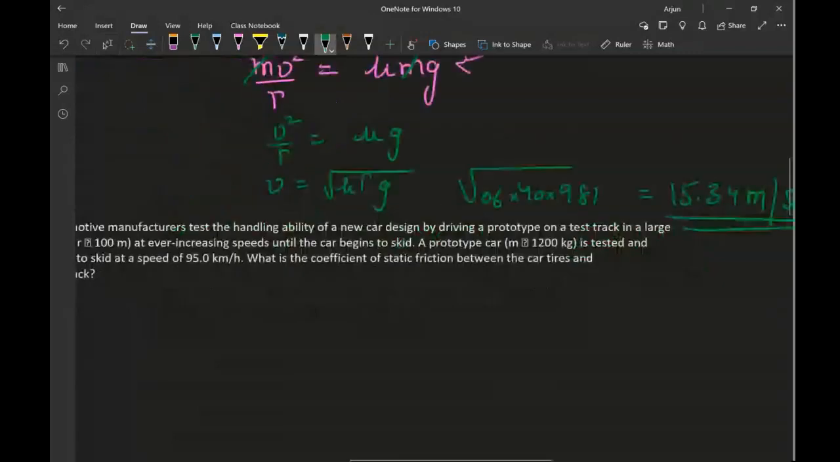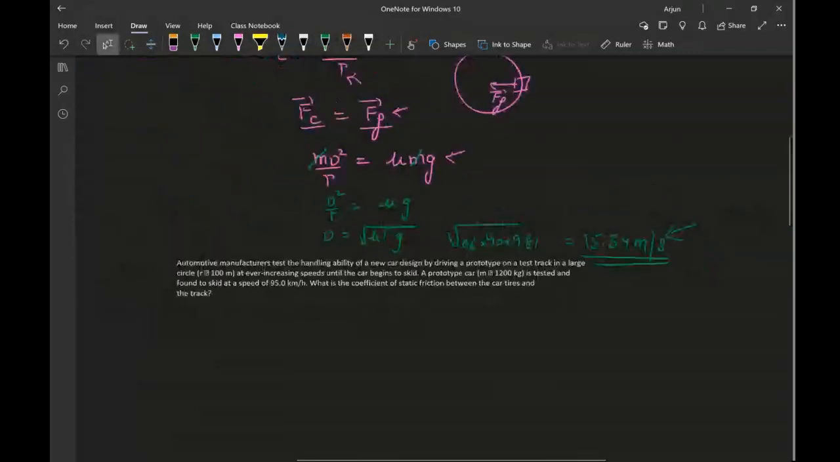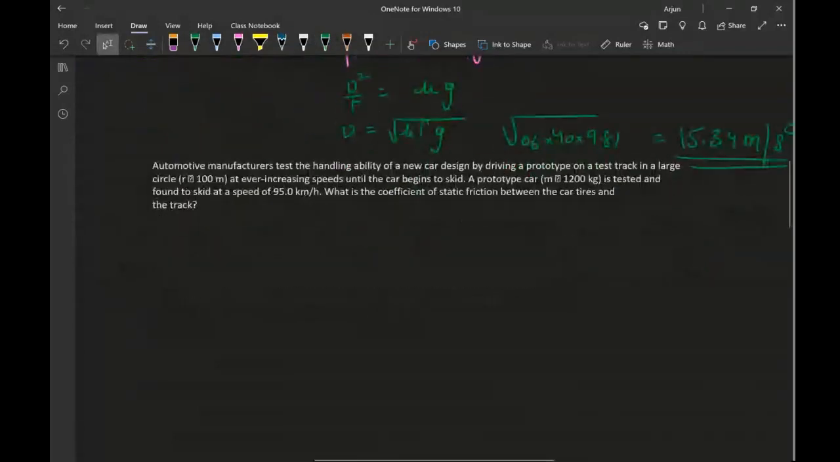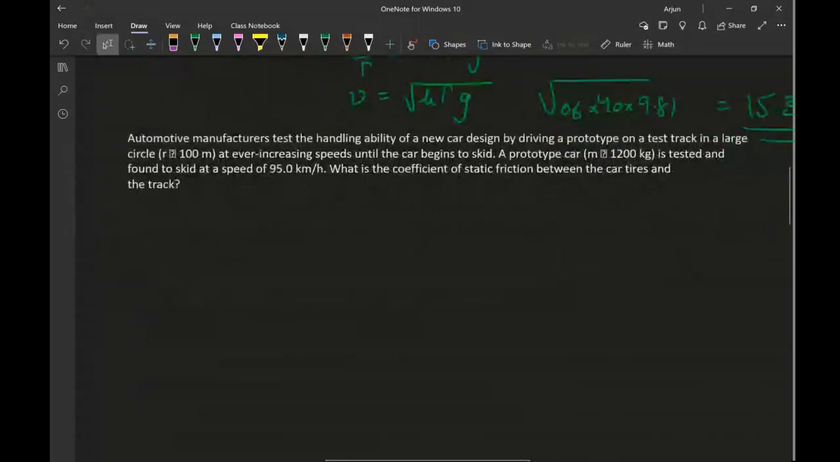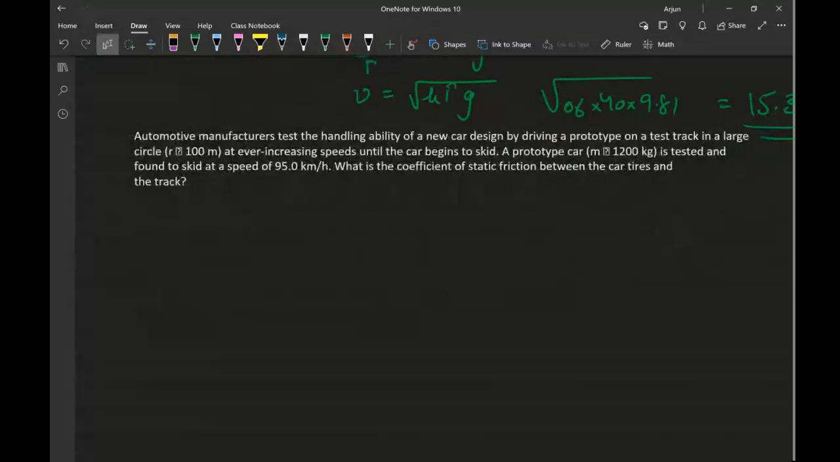All right, so hopefully you were able to understand this question. Again, you're going to do these questions the same way. I will encourage you to pause the video and try this question. Automotive car design, prototype, and test. The circular radius is given to me, 100 meters, and the mass is 1200 kg. It is tested and found that the speed is 95 kilometers per hour.